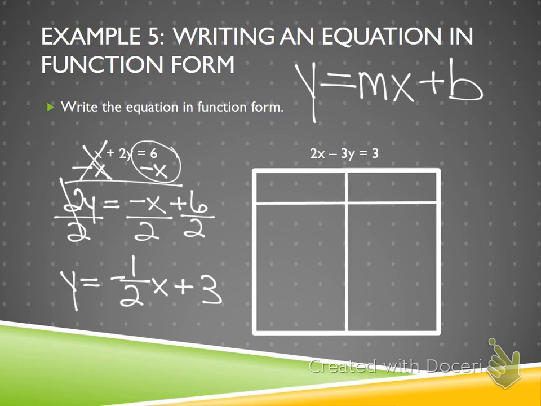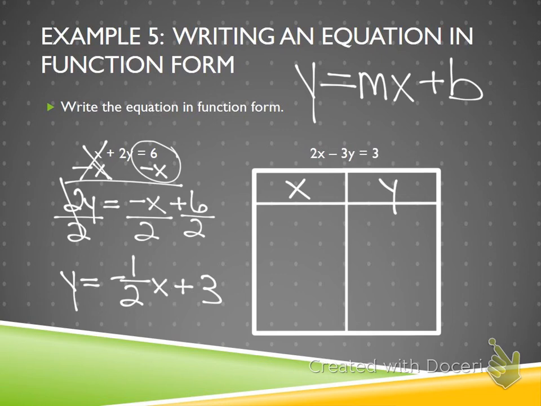What input values am I going to use? What number is in my denominator? 2. Multiples of 2: negative 4, negative 2, 0, 2, 4.